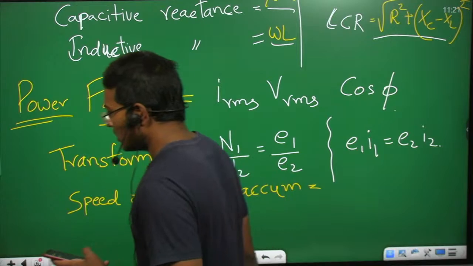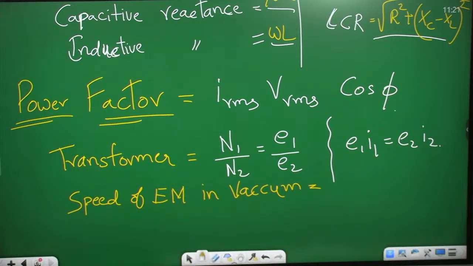So what is this speed of EM wave? Come on, people watching online. What is this speed of EM wave in vacuum? Try to write in terms of formula. That is speed of light.